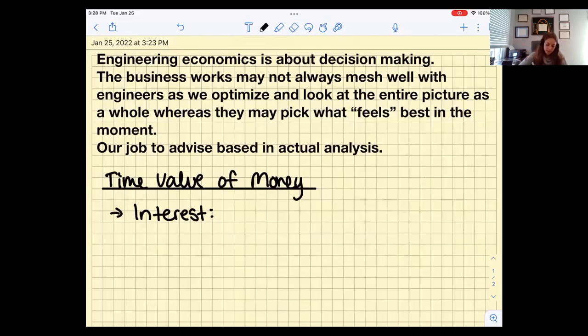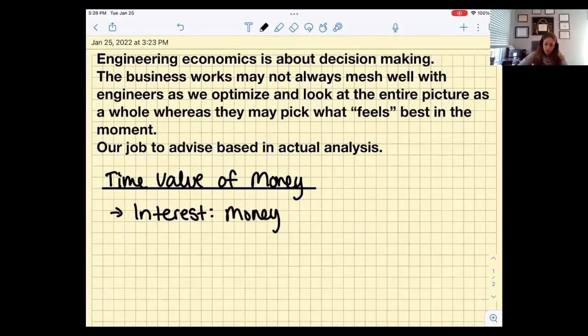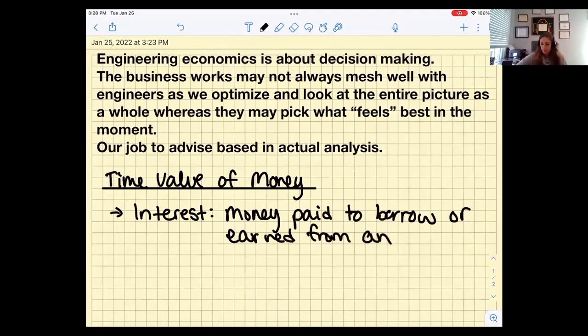So interest is the money paid to borrow, or you could look at it as the money earned from an investment, depending on what side of this deal you're on.